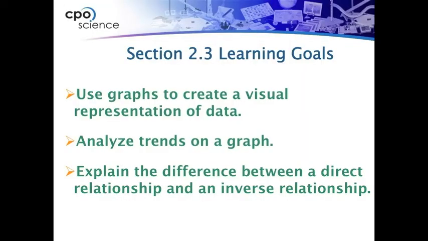Now, for this video, we're going to have all three learning goals as part of what you need to be able to understand by the end of the video and then eventually for class. These learning goals are: use graphs to create a visual representation of data, analyze trends on a graph, explain the difference between a direct relationship and an inverse relationship.